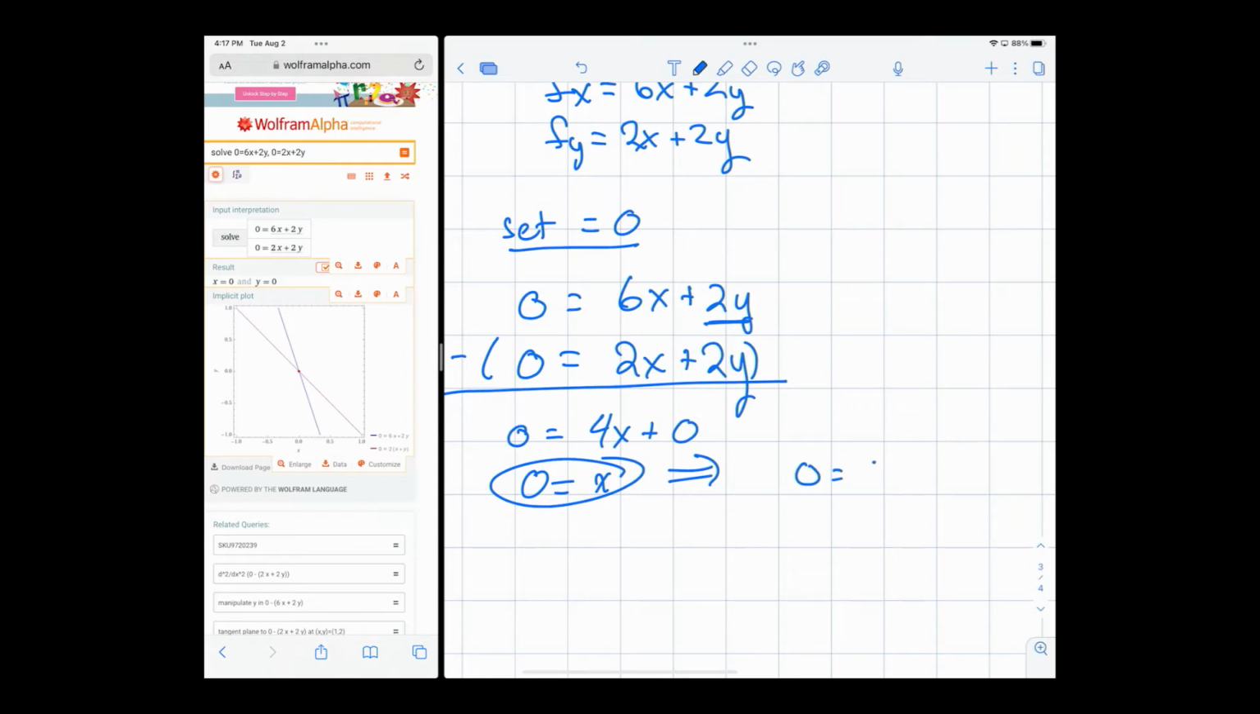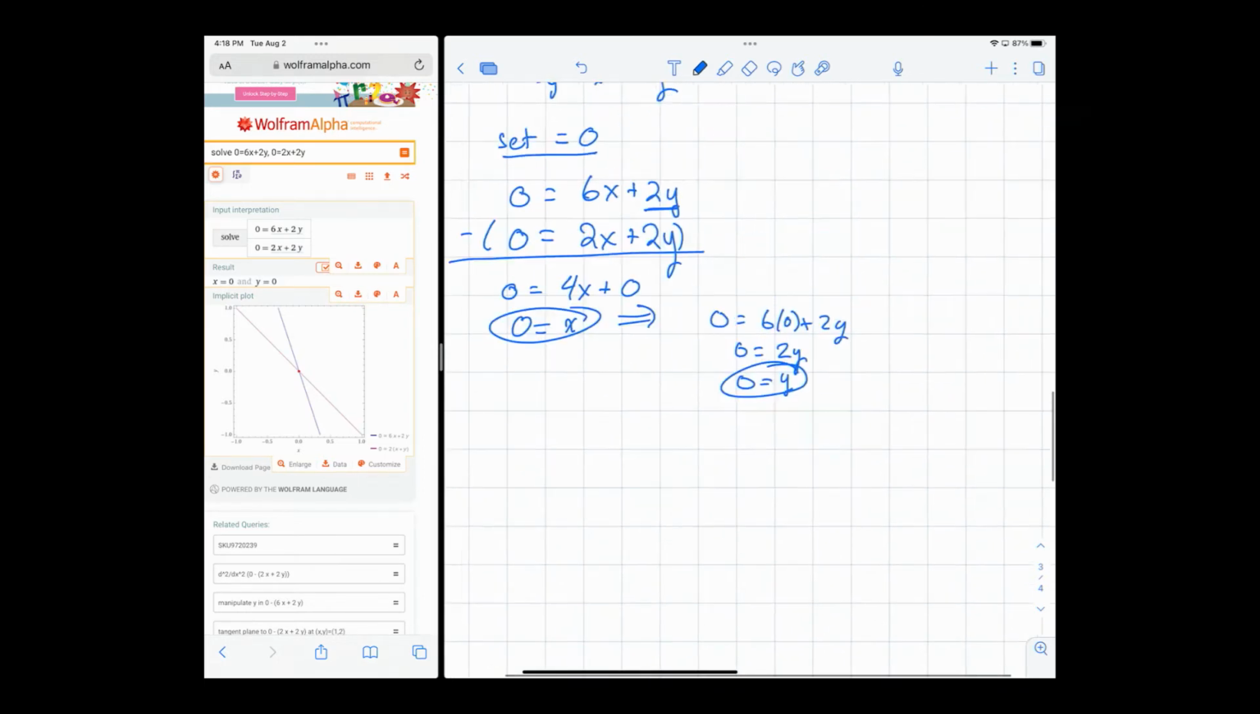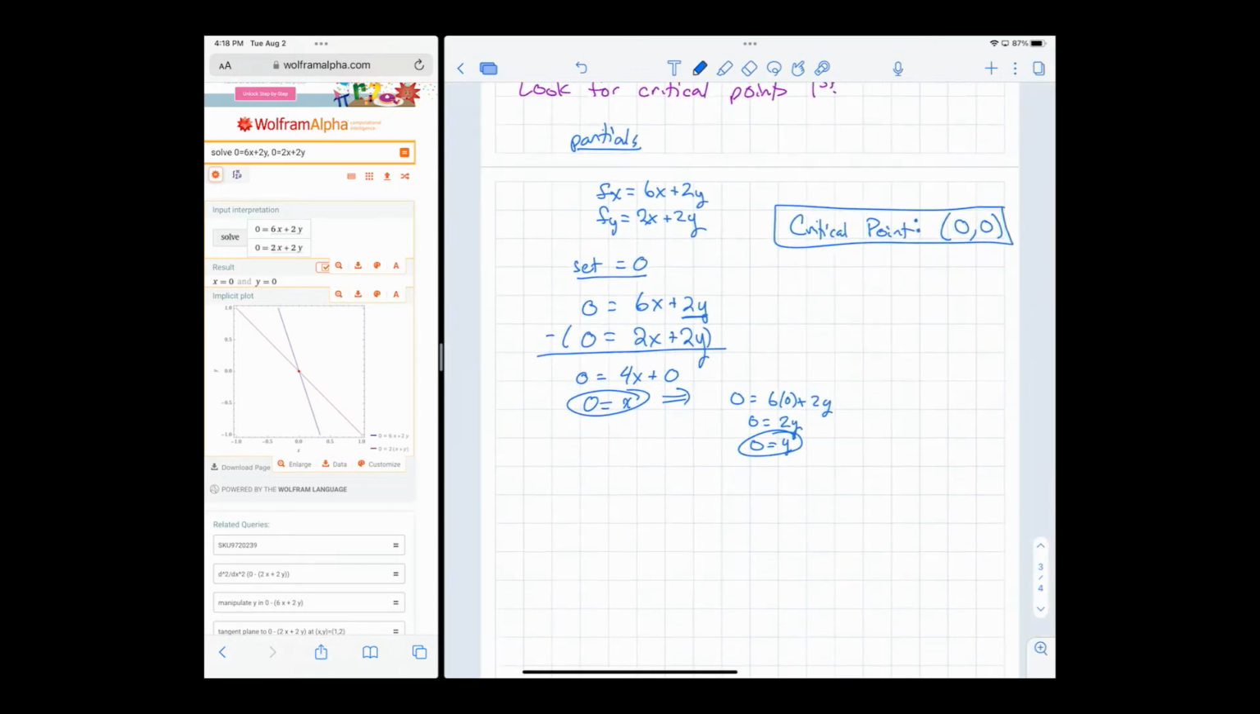And you'd have 0 equals 6x plus 2y, but we just said that x is 0. So you put in the 0, and then you get 0 equals 2y, and so y is 0 as well. So it's super easy to solve by hand, but also very easy to get a computer to solve as well. So we've got our critical point. Let me just note that what we found here is one critical point, (0, 0) only. I'm going to keep this until the end of the problem, but just remember we found a critical point.